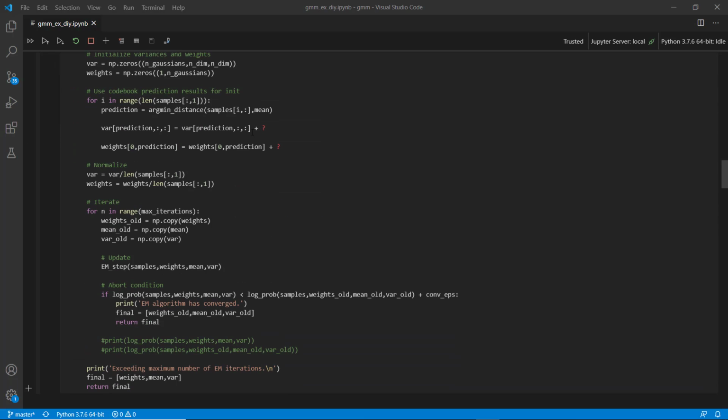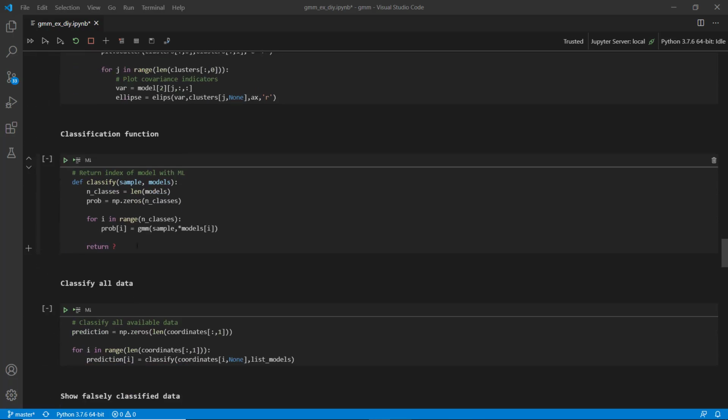Now for the initialization of the covariance matrix, we need to perform a multiplication of two vectors. And it's actually the same vector, the difference vector between our current feature vector and the selected codebook vector. They're the same vectors, but one of them has to be transposed. And then for the weights update, I just add a 1 to the selected weight. And this works because in the following, after this loop, we will also perform a normalization.